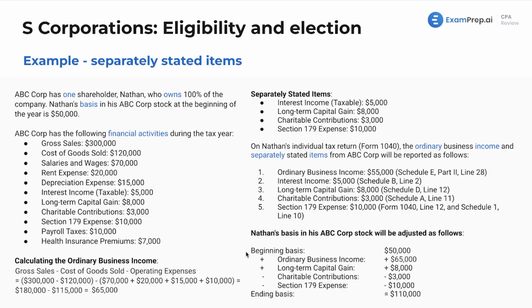And then what is the impact here? Well, our beginning basis is $50,000 given here. Ordinary business income we see calculated, plus our long-term capital gain, minus charitable contributions, minus Section 179 expense. That gives us our ending basis of $110,000. Super important, super critical for us to see. We have to calculate not only the change in basis, but also what is our taxable income from this whole endeavor.